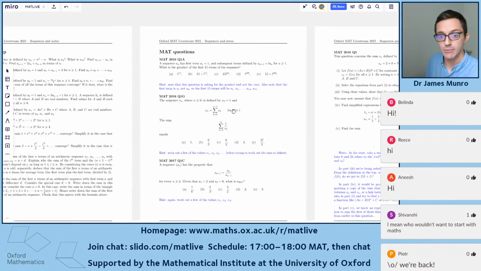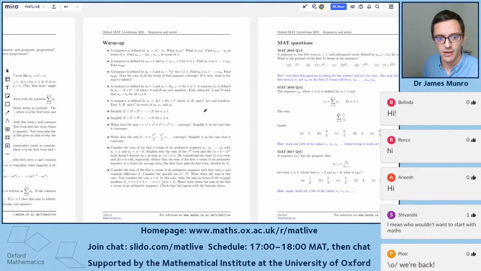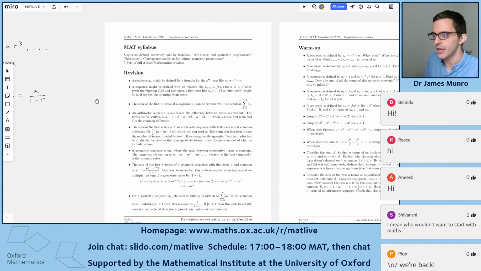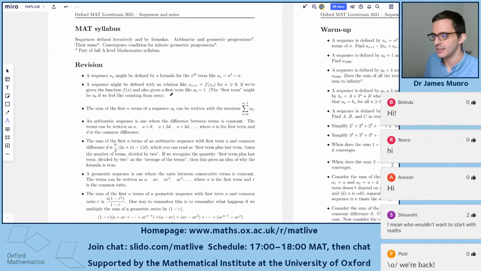This worksheet's available on the Maths website. There's a homepage for the Maths Livestream down at the bottom there. As well as a PDF version like this, there's also a web version which might be better if you're looking at it on a phone. Or if you're using a screen reader, then the web version is probably a bit better for that.